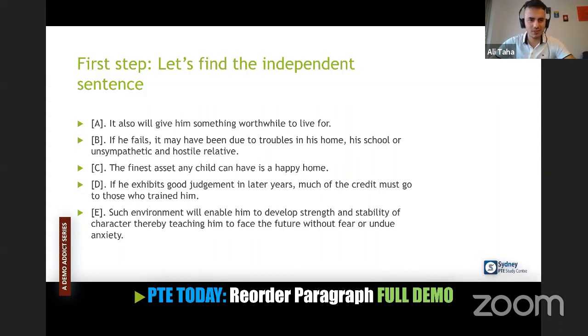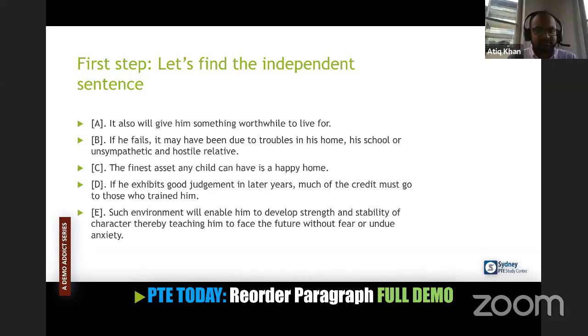Atik, can it be A? No, I don't think so. It's already looking for some information. What about B or D? Can I put B or D? No, again, it's got some pronouns. I doubt it. If he fails, who's he? Who's he? Yeah. Okay. What about E? Can I put E as an independent sentence? Again, I doubt it. Which environment? When you say such environment, which environment?